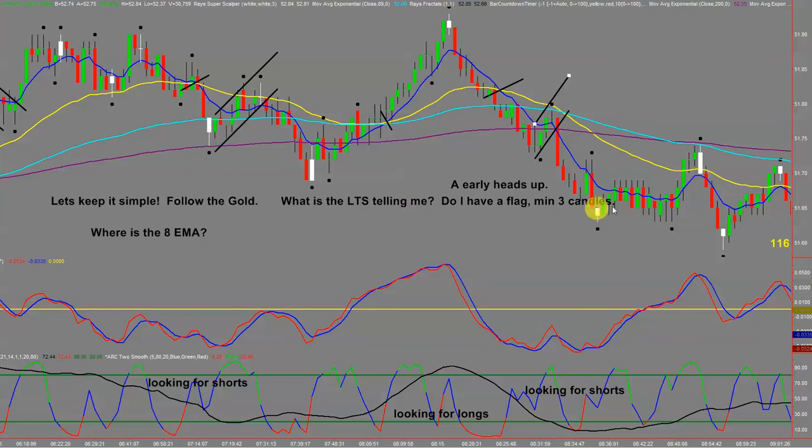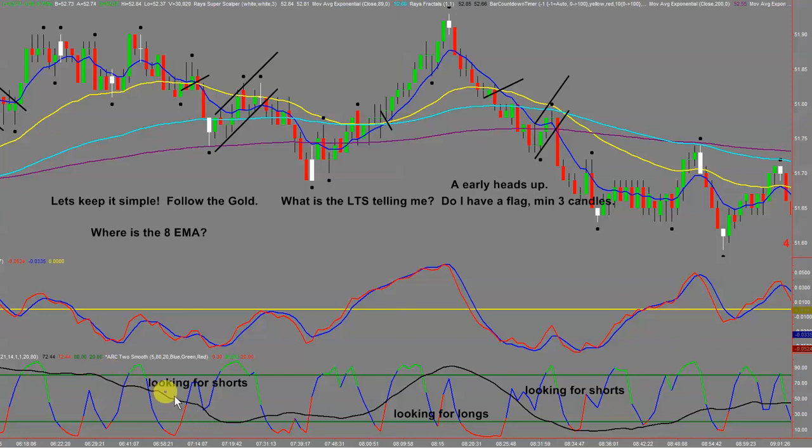But the point here with the flag is that it's an early signal that many of our setups require a 2 to 5 or 6 candle pullback. So when you start to see this happen, it's a heads up that you're going to get an entry or a possible entry. So do I have a flag? Minimum of 3 candles ideally. Now back down here, if we're looking for shorts, we can see here that the long-term stochastic is heading down.